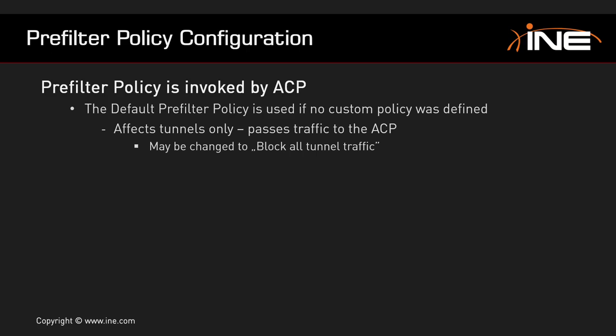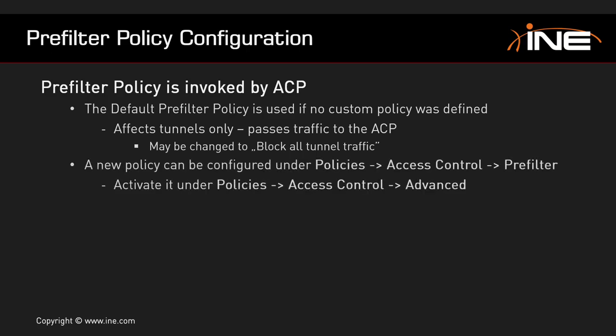You can change the default action. You can set it to block all tunneled packets. Okay, if you want to build a new policy, you will go under Policies, Access Control, Pre-Filter, and then you will have to activate this new policy under Advanced Settings of the ACP.